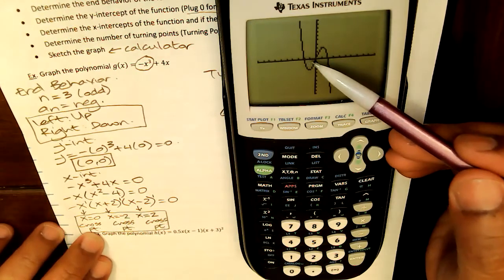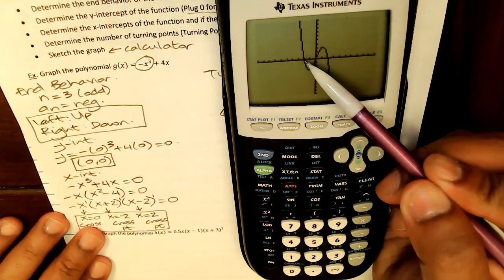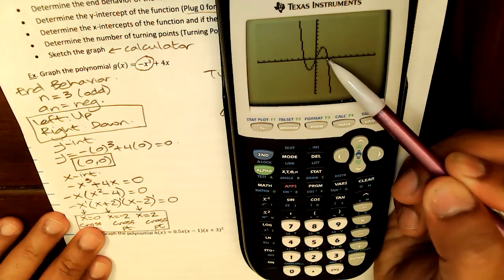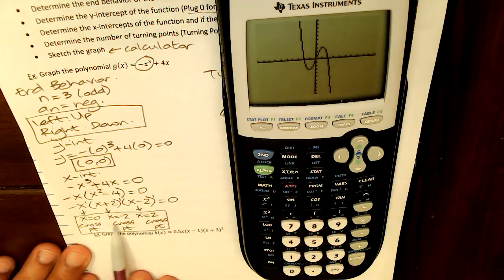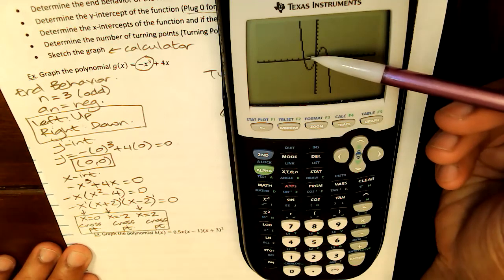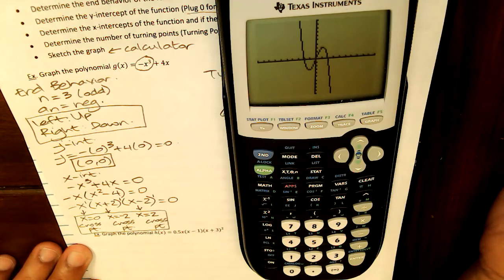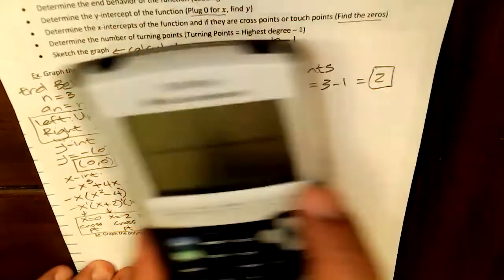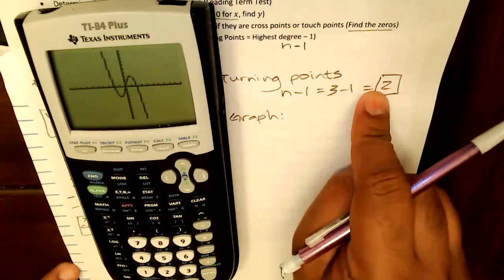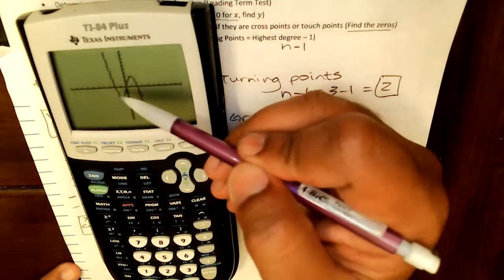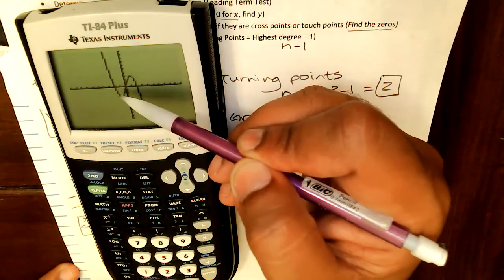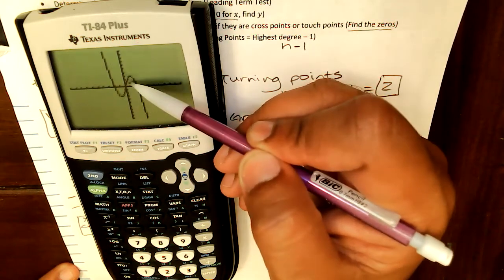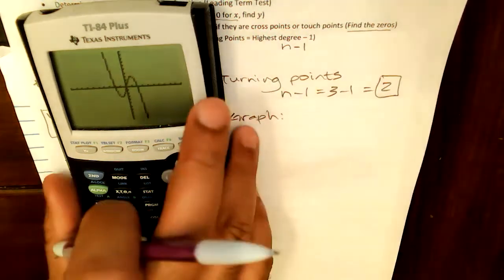As far as the x-intercepts go, we have 3 of them, right here at negative 2, 0, and positive 2, just like how we had found. And then we decided that they were all cross points. You see that on the graph, they all cross the x-axis there. And then we also looked at the turning points. We said we have 2 turning points. You see here that there are 2 turning points. Okay, so a turning point is where the graph turns. There is this point right here that's a turning point, and then this point right here that's another turning point.